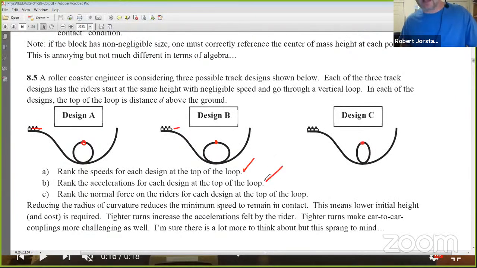Do you think they all have the same acceleration? Is the acceleration 0, not 0? Are they all the same? What's your gut tell you?